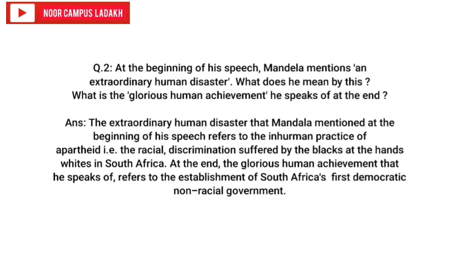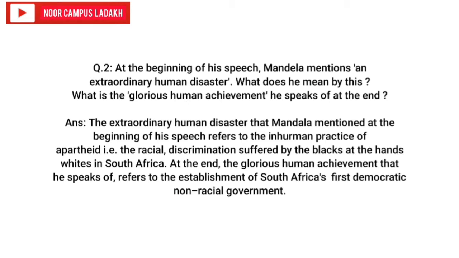Question number 2. At the beginning of his speech, Mandela mentioned an extraordinary human disaster. What does he mean by this? What is the glorious human achievement he speaks of at the end? Answer: the extraordinary human disaster that Mandela mentioned at the beginning of his speech refers to the inhuman practice of apartheid. That is, the racial discrimination suffered by the blacks at the hands of whites in South Africa.